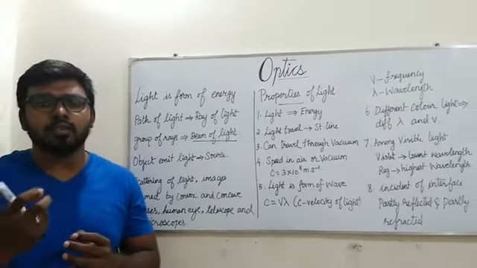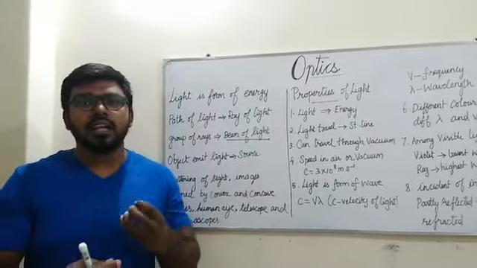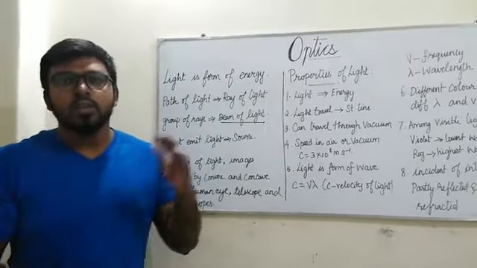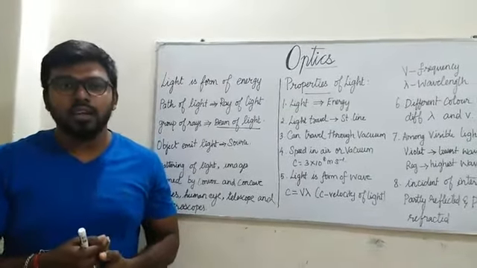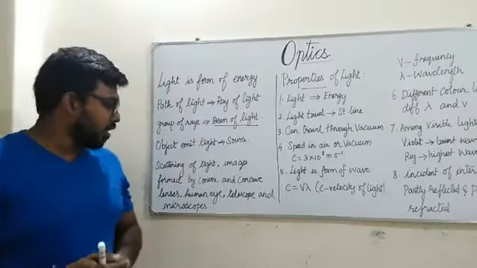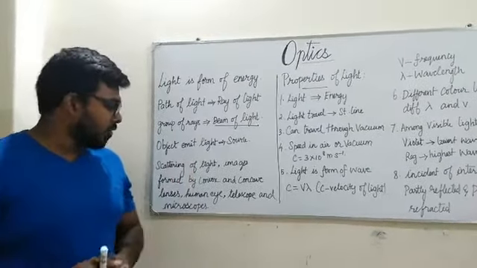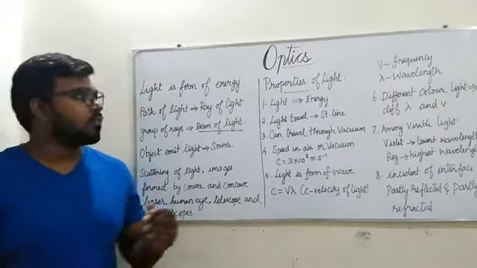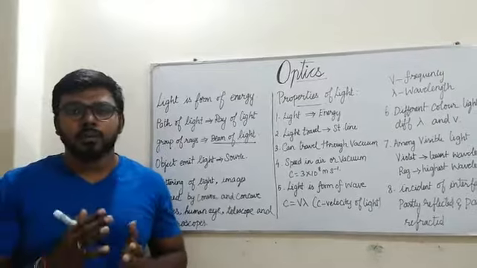And the properties of light, already we have studied in our lower classes, that is, it holds the property of reflection and refraction. So in this unit we will be learning about scattering of light, images formed by convex and concave lens, human eye, telescope and microscopes. So let's start with the properties of light.